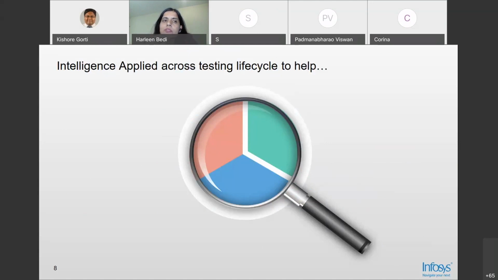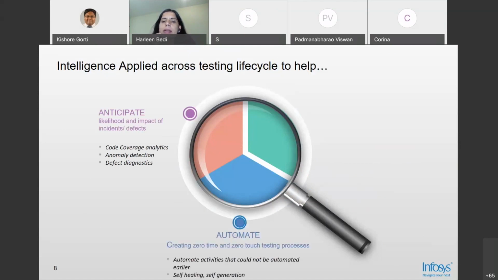To summarize what I've spoken, this whole intelligence can be applied across the testing lifecycle. It helps anticipate the likelihood and impact of incidents and defects through various methods like defect diagnostics, anomaly detection, or code coverage analytics, etc. And it helps automate some of the activities which could not be automated earlier by traditional tools, and create really a zero time, zero touch kind of testing process.